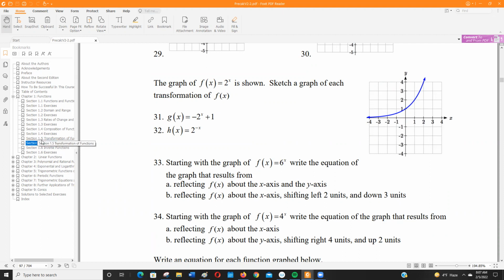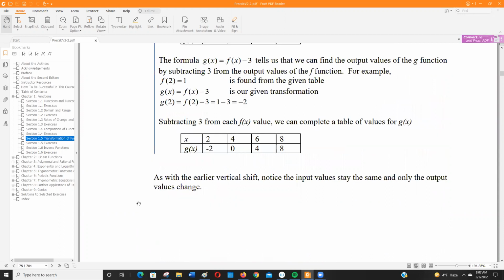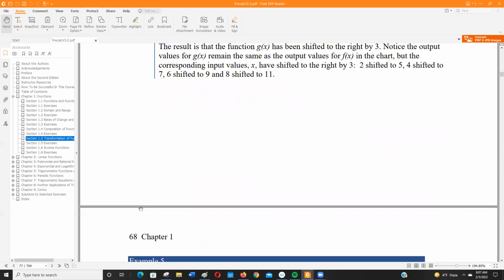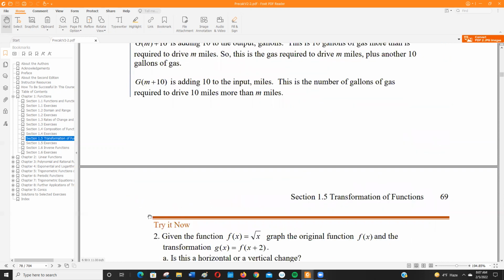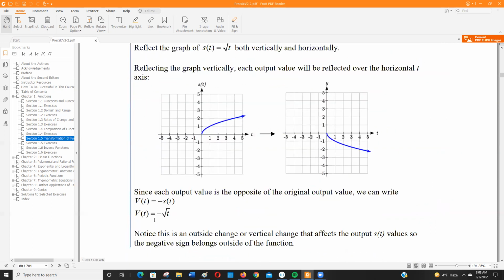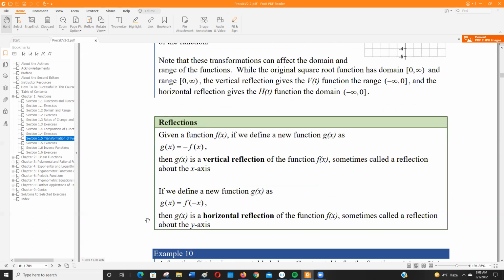So then you got to think back: how do I reflect something around the x-axis? How do I reflect something around the y-axis? These are about shifts, and if you keep scrolling down, you still get a horizontal shift. Then in our textbook, we start seeing reflections. So they've got some quickie notes here. If you want to reflect around the x-axis, the horizontal axis, you stick a negative in front of the function. If you want to reflect around the y-axis, the vertical axis, you stick a negative inside the function.